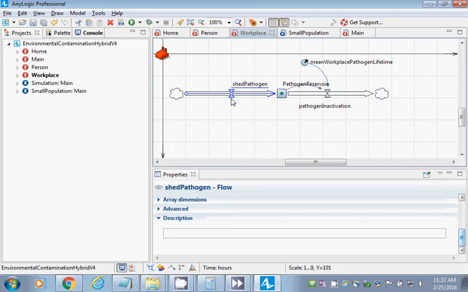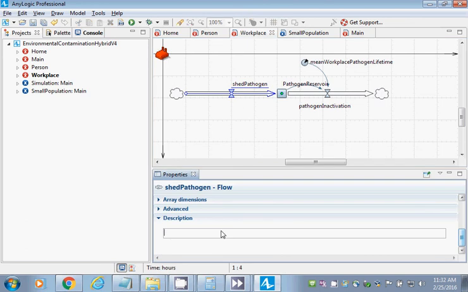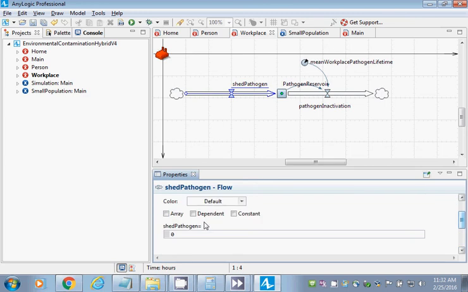Per capita shedding rate times count infective in group, main dot count infective in group. Count shedders in group. Who wrote that? Count shedders in group.